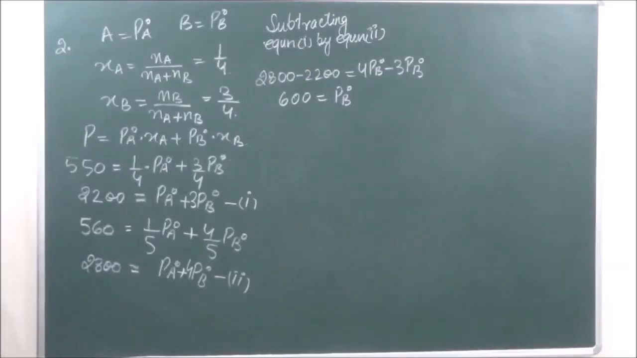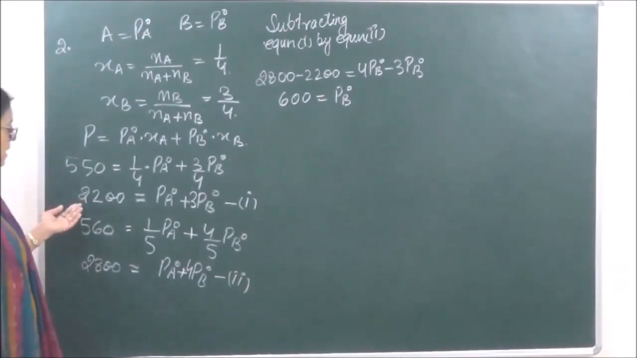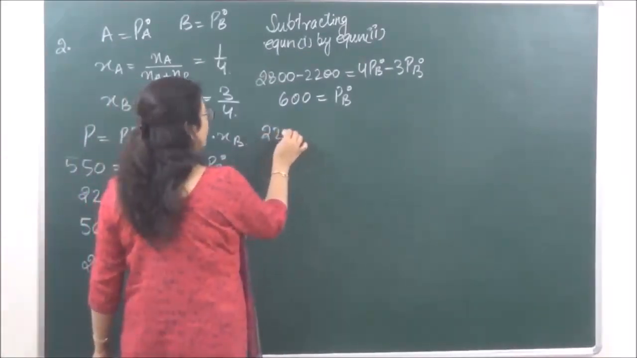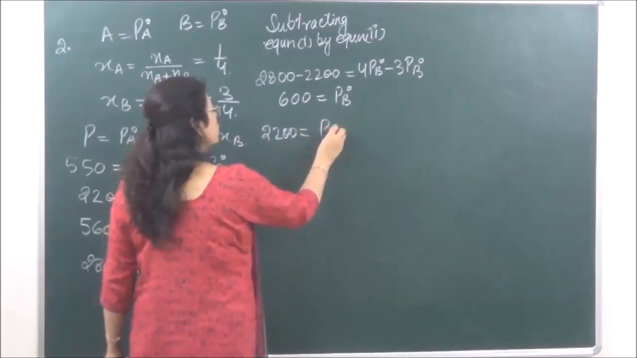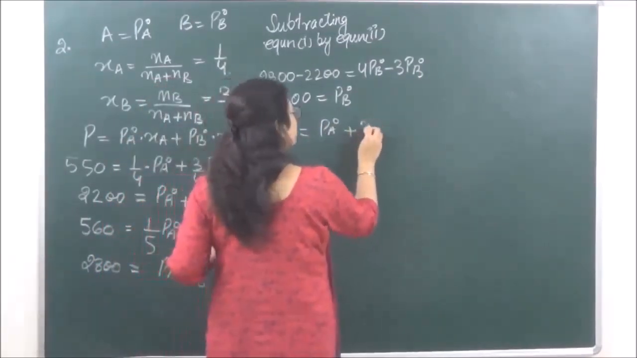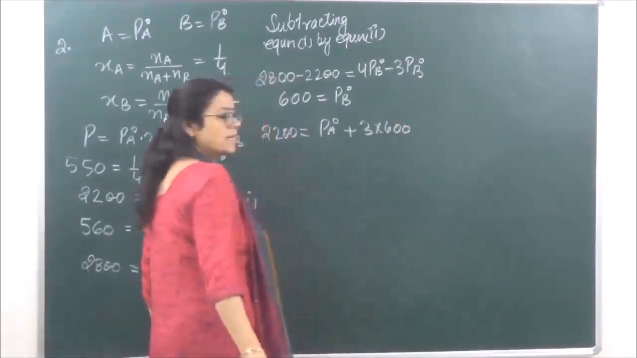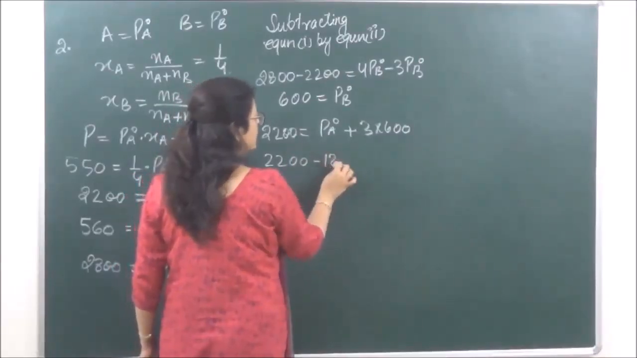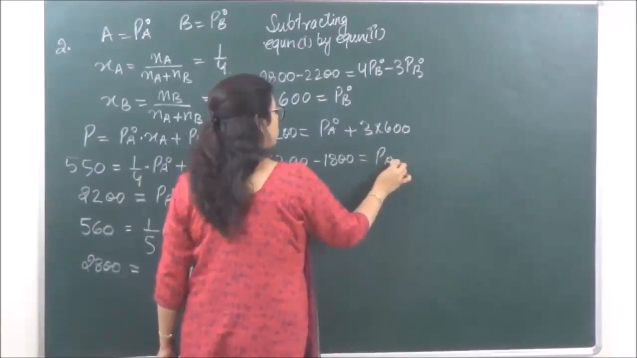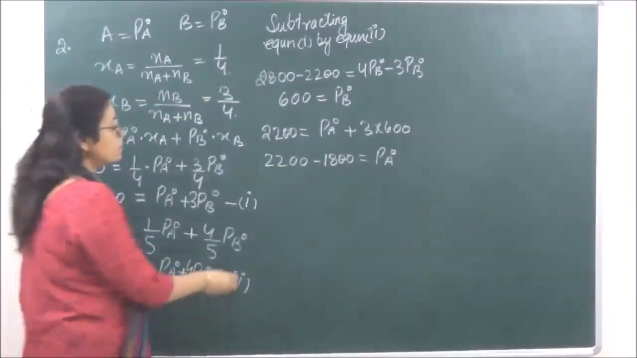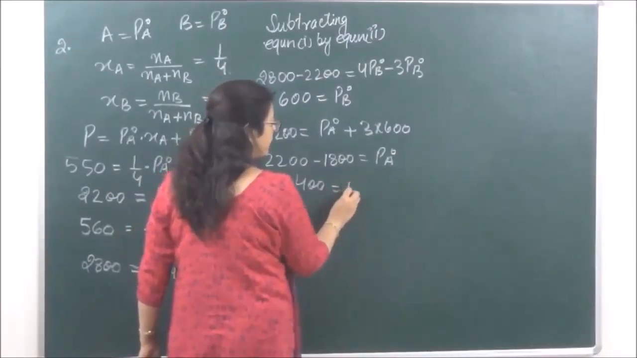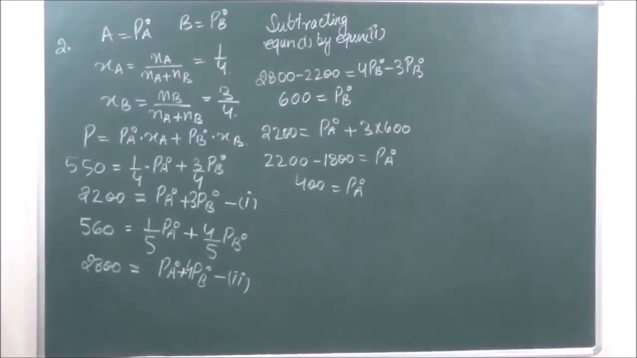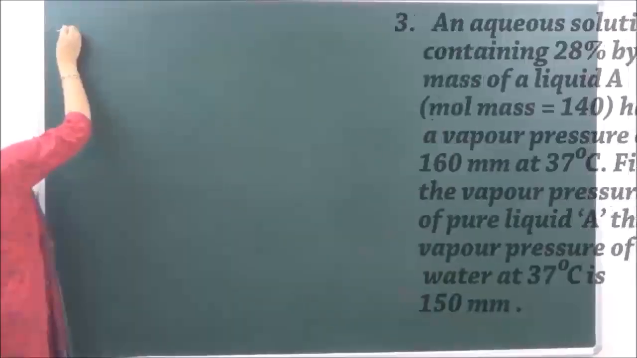Now we can find PA naught by taking any equation. Let's take equation 1 and put in the value of PB naught. So 2200 equals PA naught plus 3 into 600, which is 1800. Therefore, 2200 minus 1800 equals PA naught, which becomes 400. So PA naught is 400. Got it? This is how we were supposed to solve it.